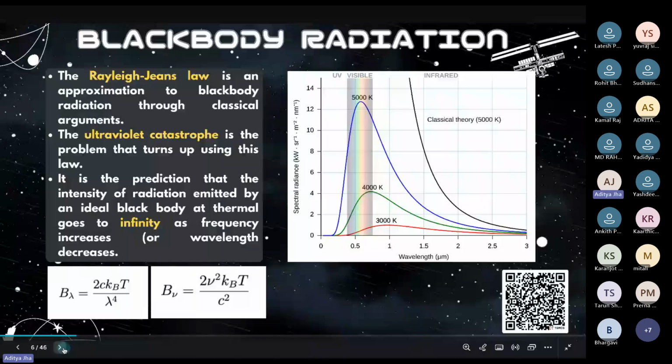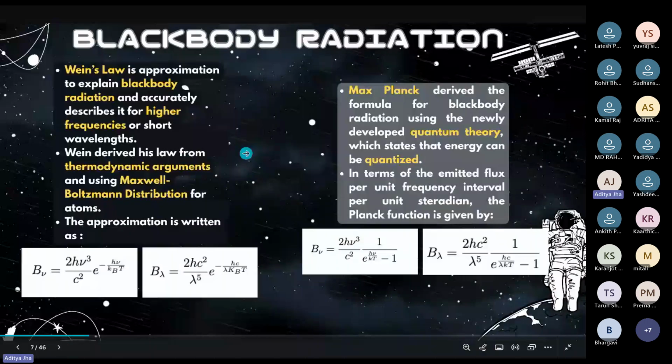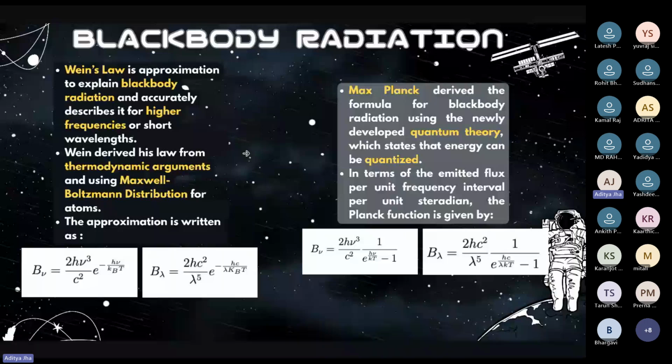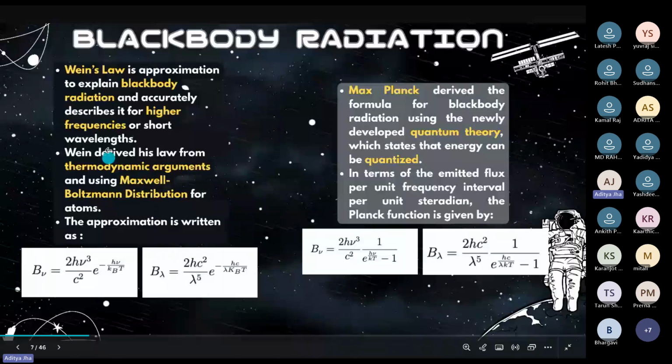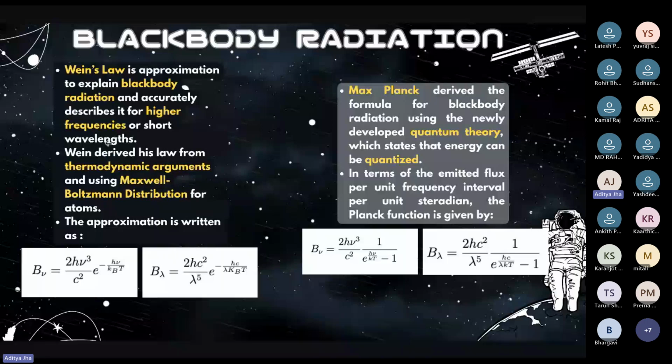Next came Wien's law, which was the next approximation to explain black body radiation. It accurately described it for higher frequencies or short wavelengths. This law was derived from thermodynamic arguments and using the Maxwell-Boltzmann distribution for atoms, as you all might have heard. This is how this approximation is written. There's an exponential term here. So you can see that if the frequencies start increasing, or the wavelengths start decreasing, it won't tend to infinity anymore, and it will tend to a finite value instead.